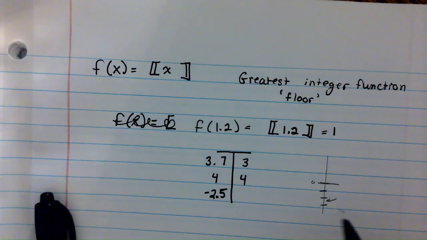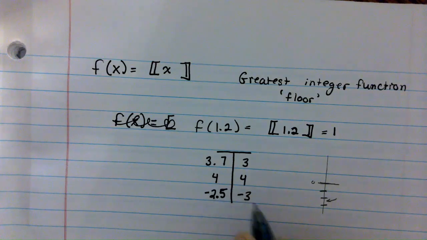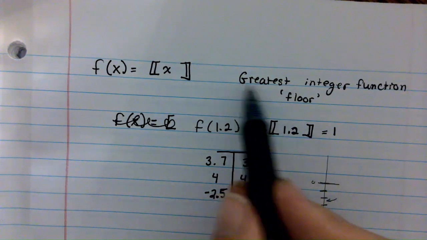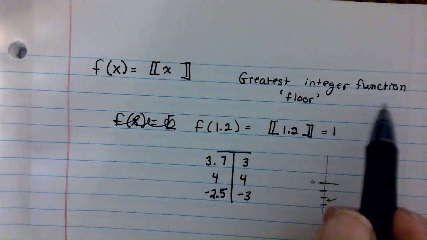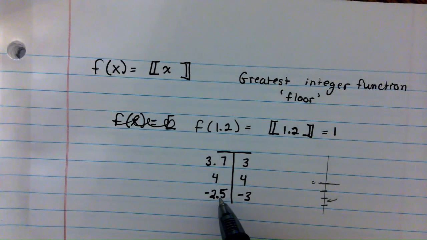Which floor are you going to fall to? Yeah, you're going to fall to the negative 3. You're going to fall to the third floor down below ground. So basically it means, what is the greatest integer you can come up with without going over? So get as close to negative 2.5 without going over, negative 3.